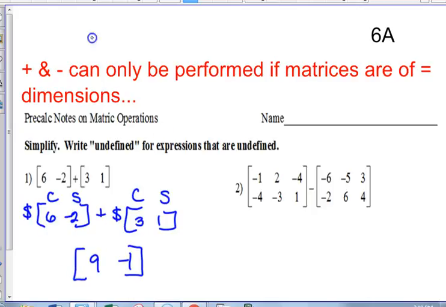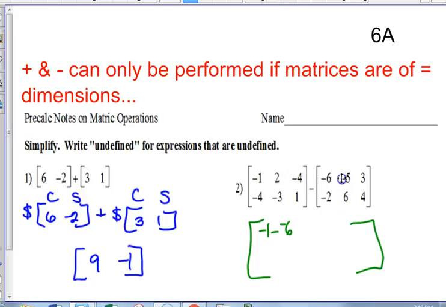You can add and subtract matrices only if they are of equal dimensions. Does that make sense? Okay? You can only add and subtract them if they're the same size. The second one here is a subtraction problem, so it's kind of painful. I'm going to write it out. You don't have to write it out if you don't want to, but you take this entry minus this entry, so you'd have -1 minus -6. These are the same size, yes?